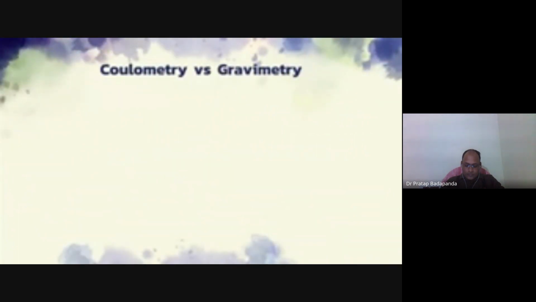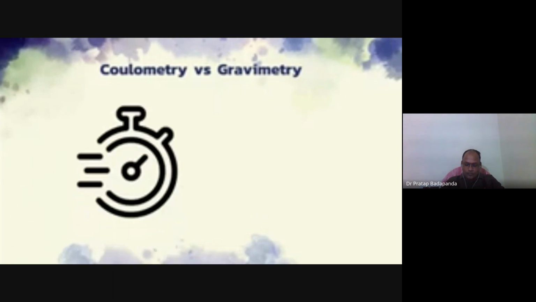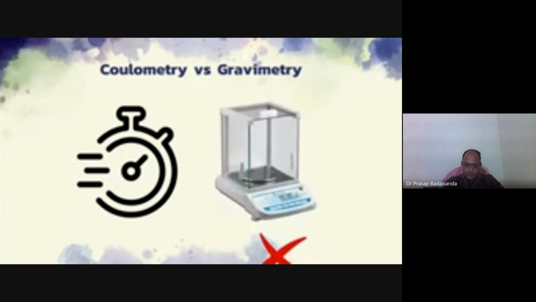In contrast to gravimetric methods, coulometric procedures are usually rapid and do not require that the product of the electrochemical reaction be a weighable solid.